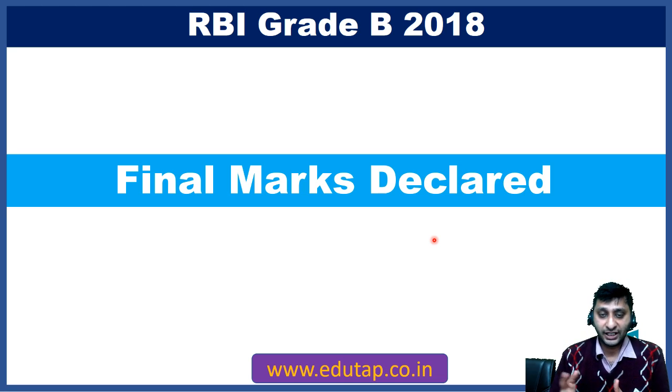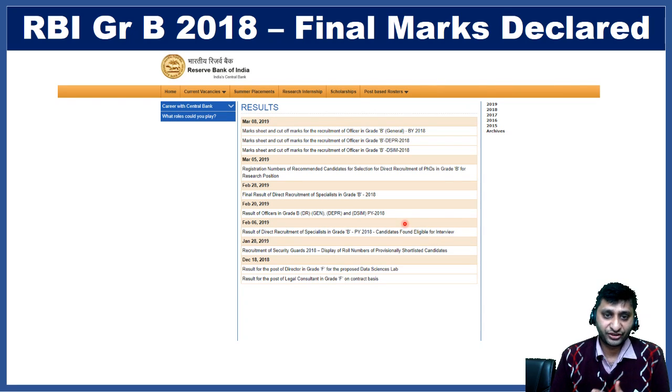So now people will be able to gather all this information by going to the RBI website and get to know their marks in phase 2 and in interview and overall marks. So basically, if you go to the RBI website, you will get to know that for RBI Grade B 2018, the mark sheet and final cutoffs have been declared for RBI Grade B General, DEPR and DSIM.